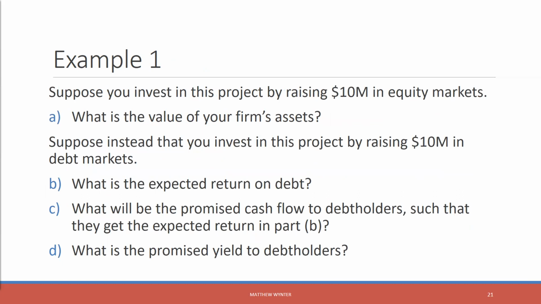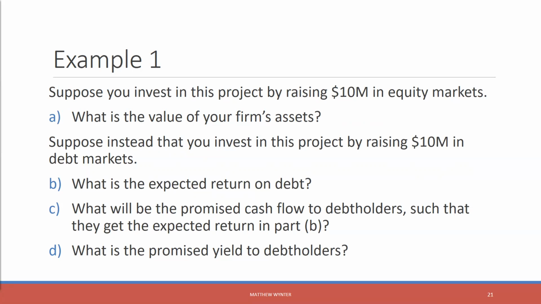What is the value of your firm's assets? As we set this up, we're going to have our expected cash flow. So that's going to be half the time 8 million, half the time 25 million. That is, 0.5 times 8 and 0.5 times 25 divided by 1 plus R. And our R is going to be 5%. How did we get that? Again, beta of 0. So it's 0.5 times 8 million plus 0.5 times 25 million divided by 1.05.